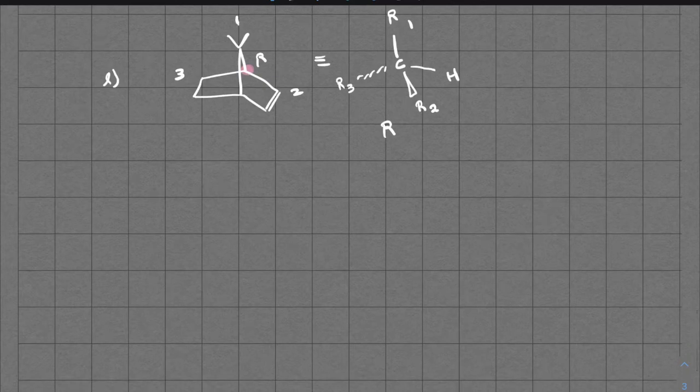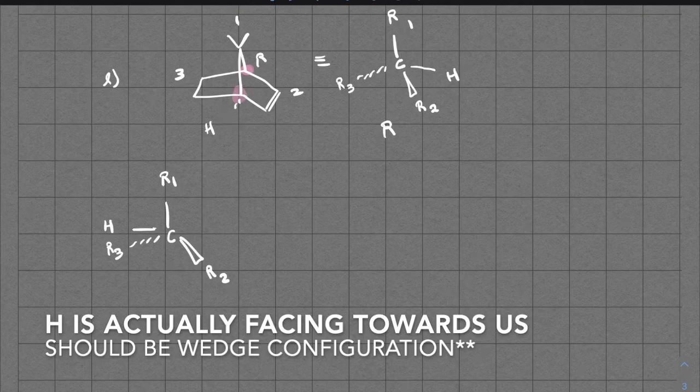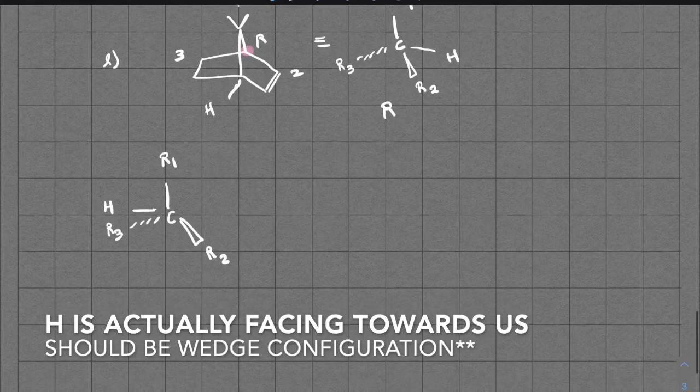Right? So this carbon right over here, it's going to be similar priority assignments. It'll be R1 first, R3 in the back, R2 in the front, and hydrogen facing out here. So hydrogen is basically up. So hydrogen is basically like that on that carbon.